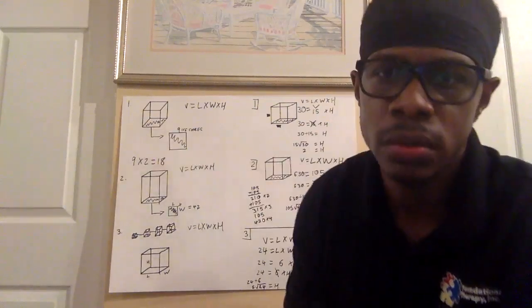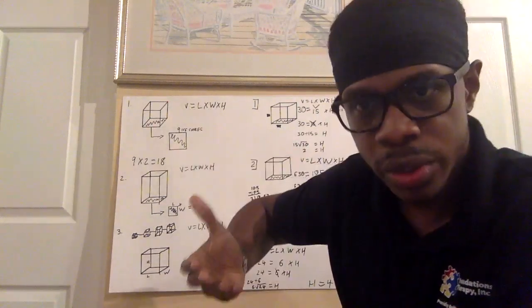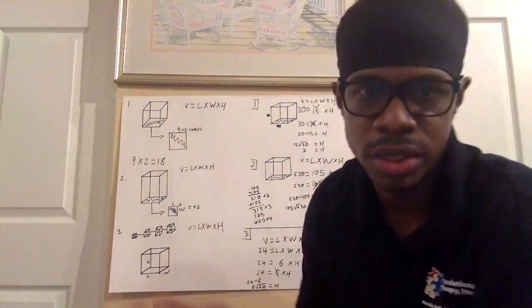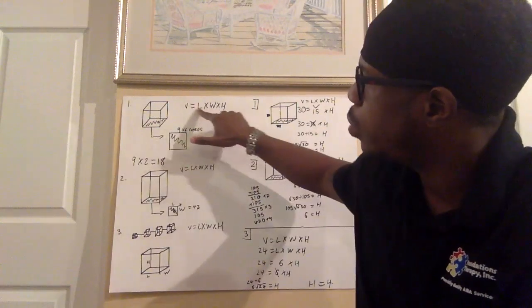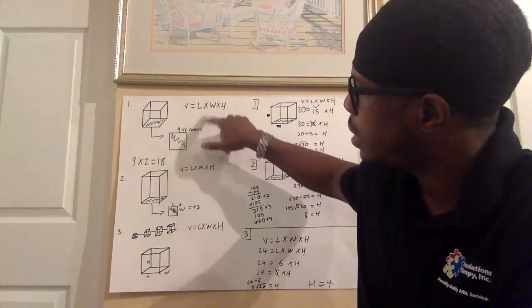And let's keep going. So we know that length times width. We don't know what the length is, we don't know what the width is, but we know that the surface area, which is the same as length and width, is 9. So when we put these two together, we can just put a 9 here. So volume is equal to 9.